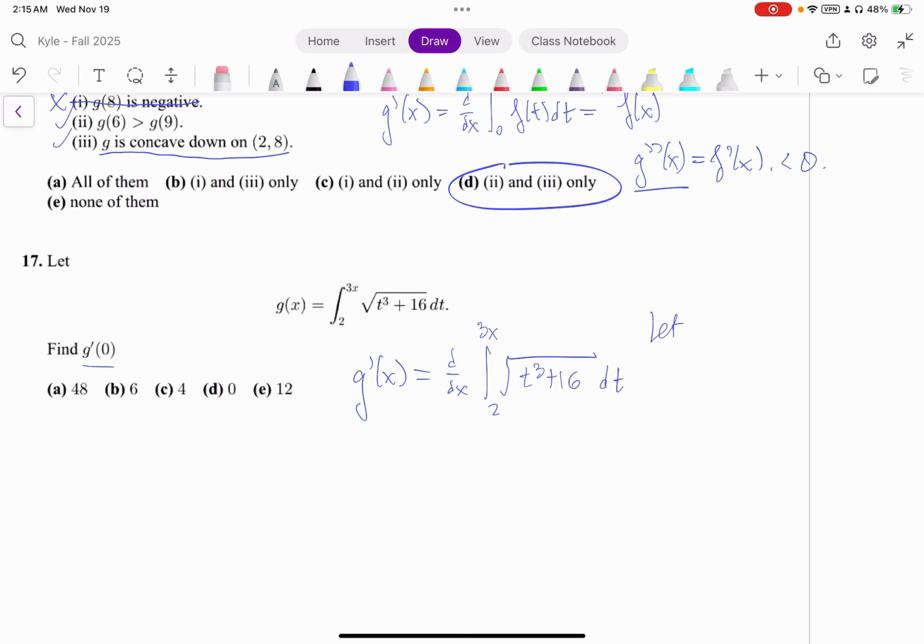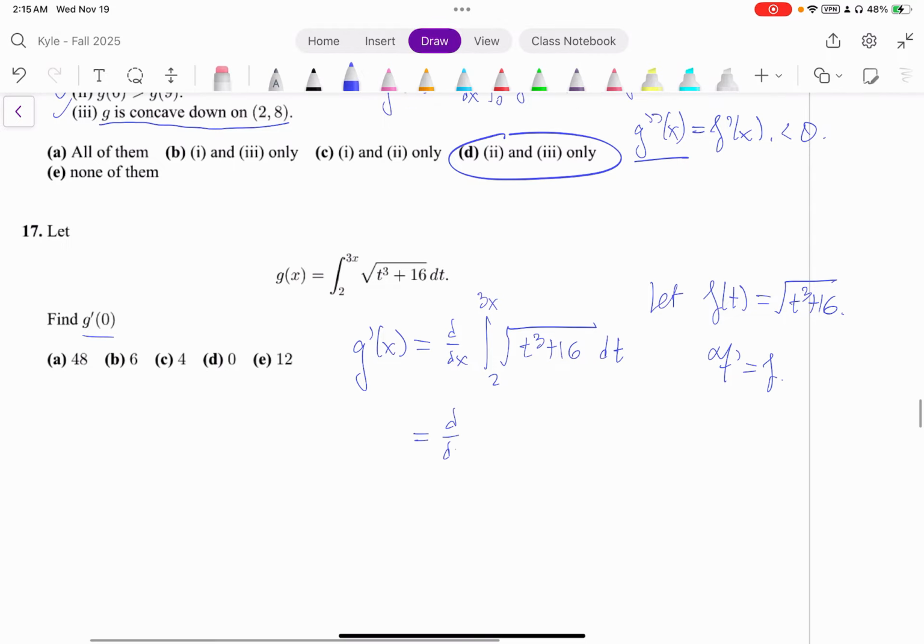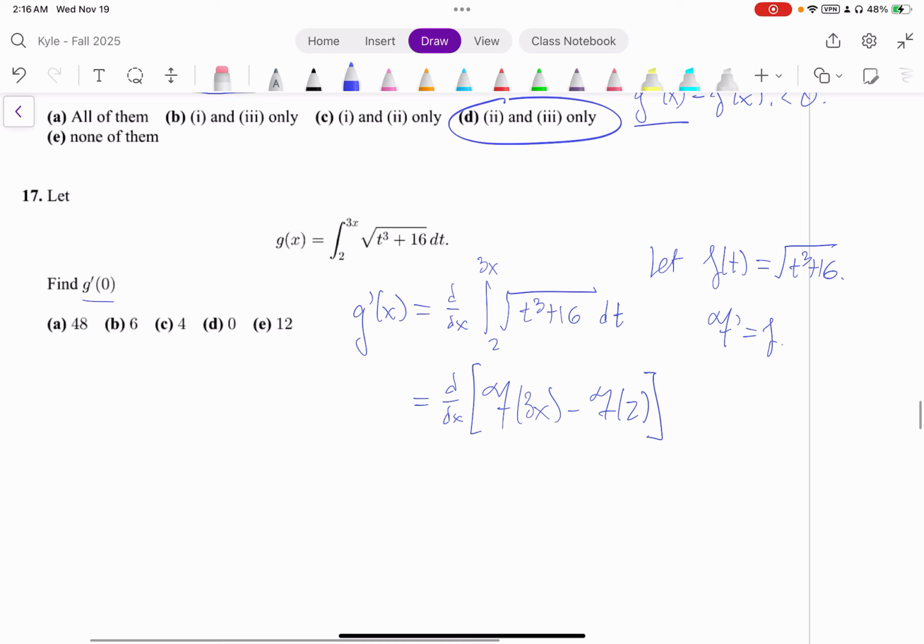Let's let f of t be equal to this root of the inside. And in that case, we'll let capital F be the antiderivative. The reason why is because by the fundamental theorem of calculus, this is equal to capital F of 3x minus capital F of 2. So this is by fundamental theorem 2. The reason why we're doing this is because when we take this derivative, we're going to get an extra chain rule out of it.